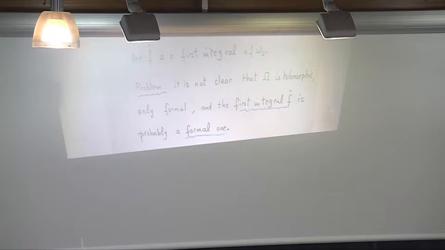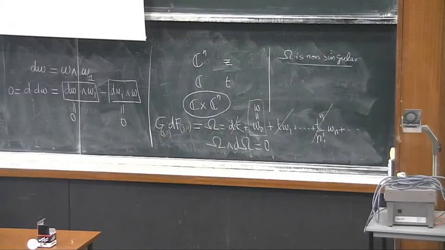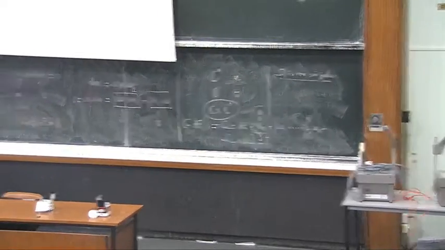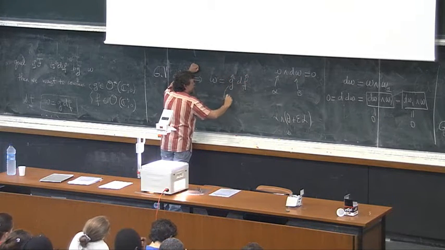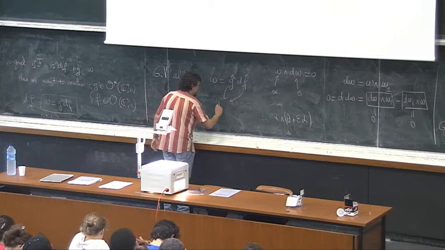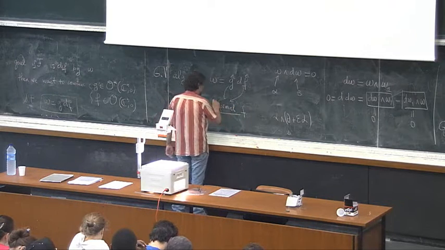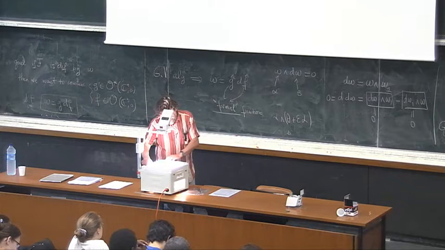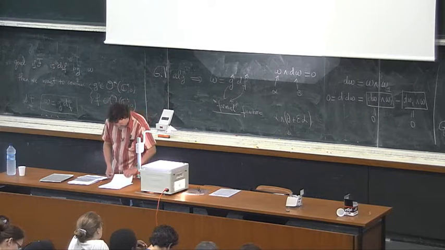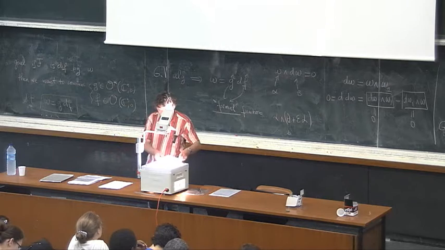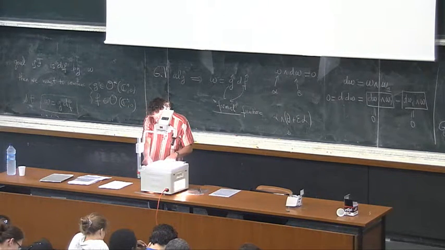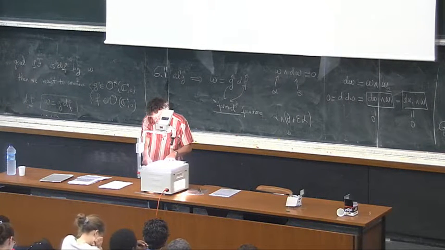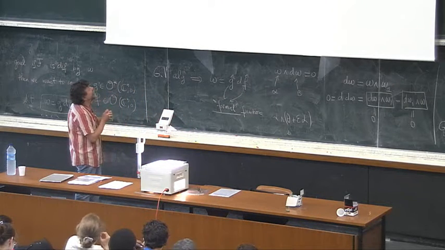So you have, by the Godbillon-Vey algorithm, a formal solution. And these are formal functions. So there is a first reduction of the problem, which is a reduction passing by dimension 2, which is due to Mattei and Moussu in a paper in the Journal de l'École Normale Supérieure.